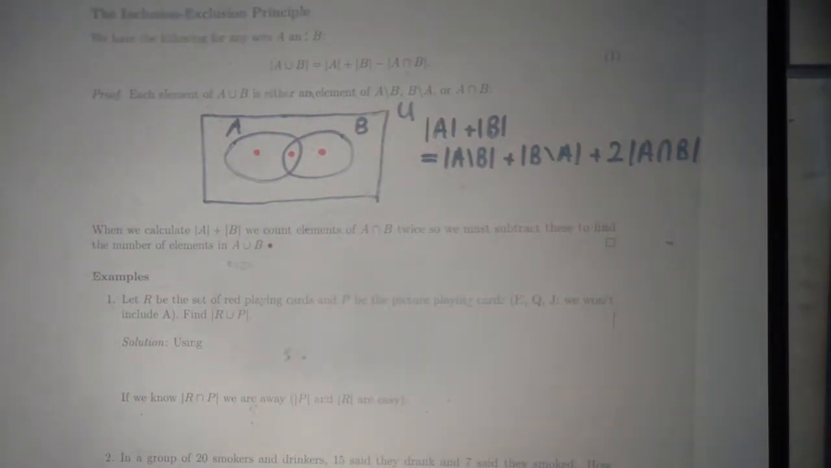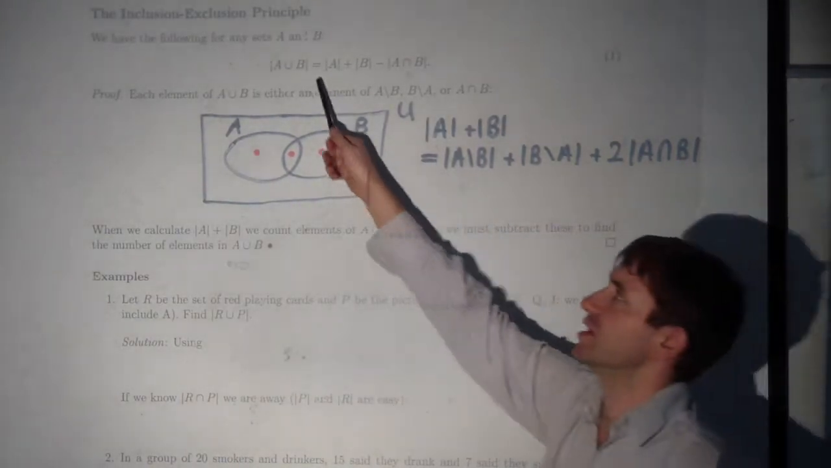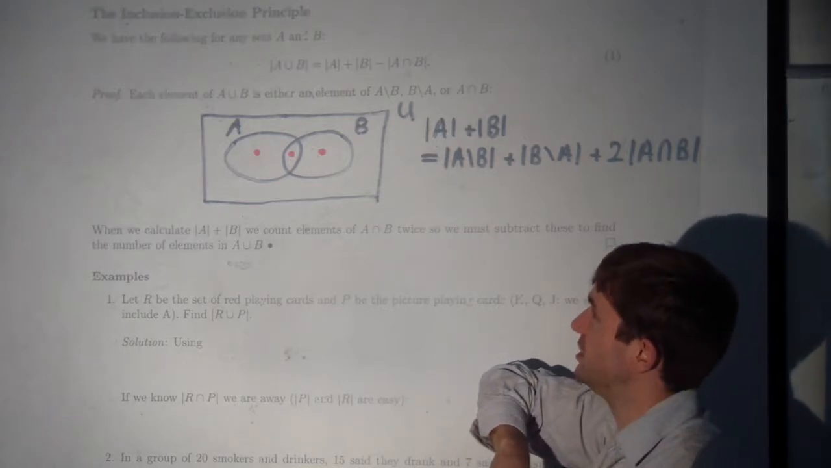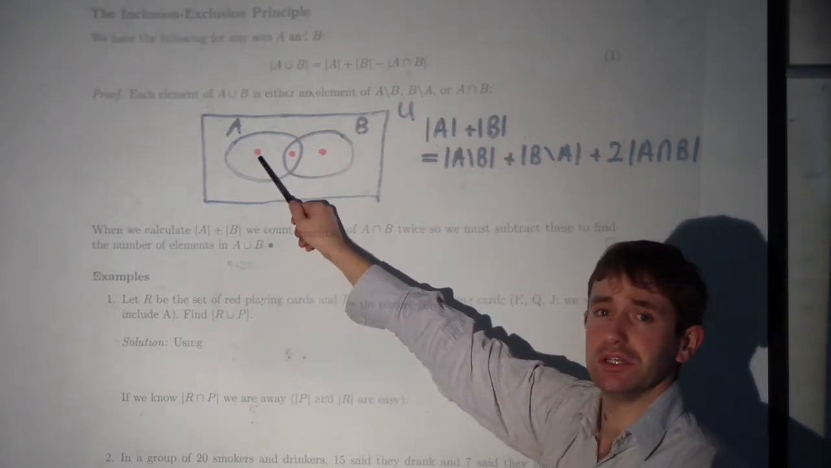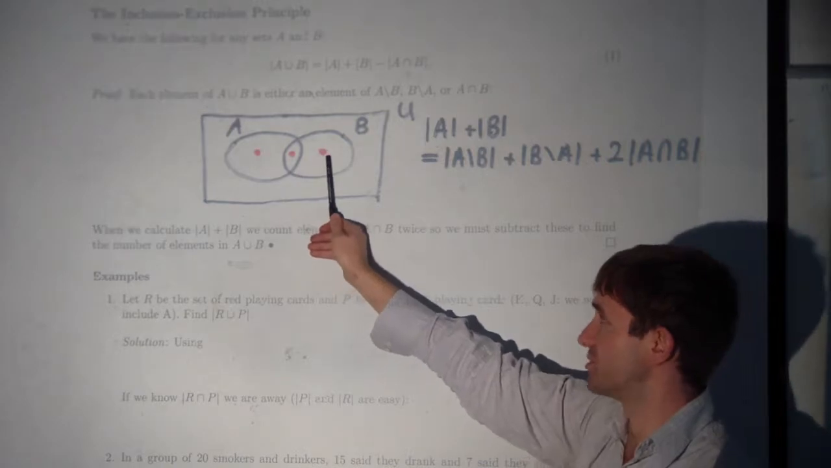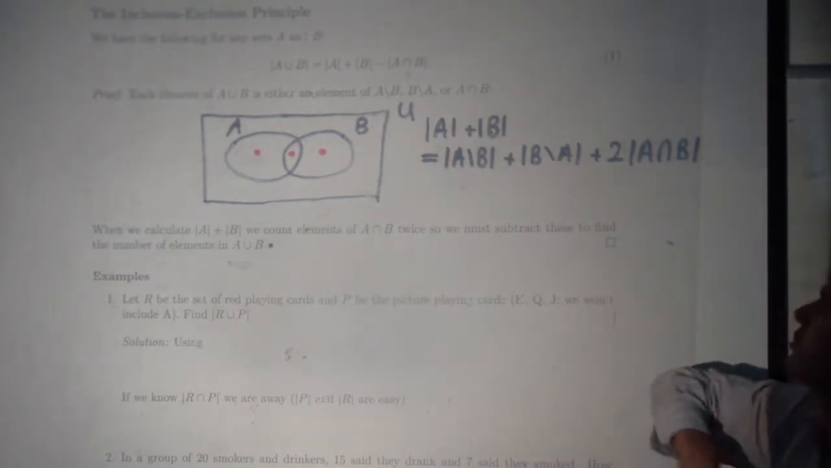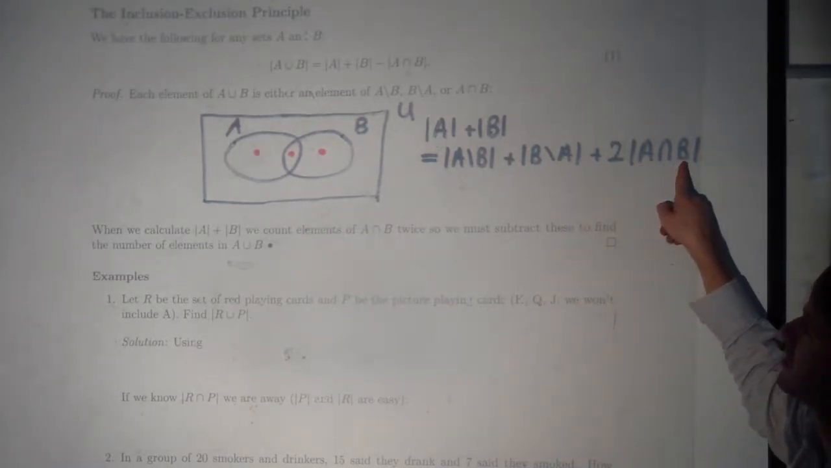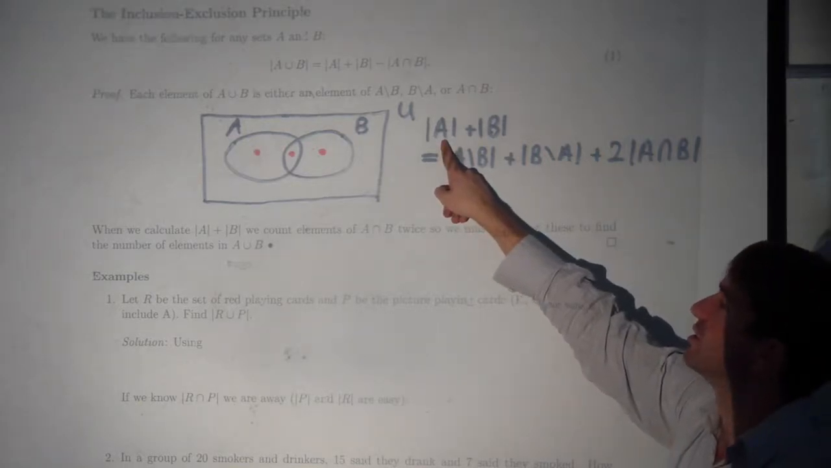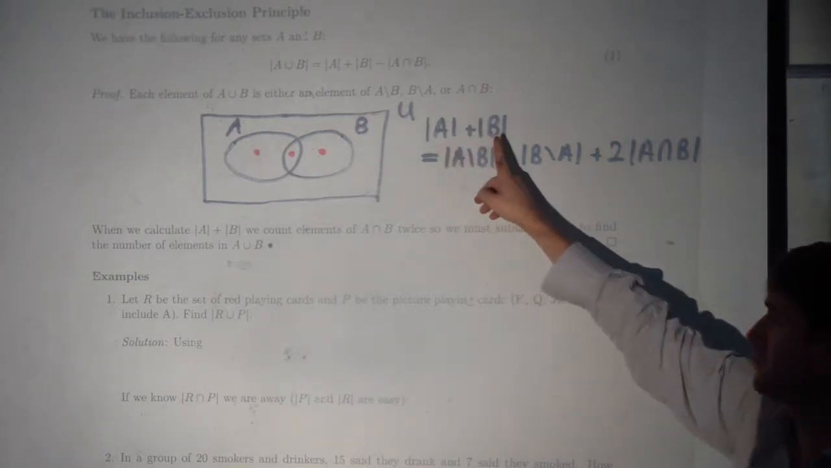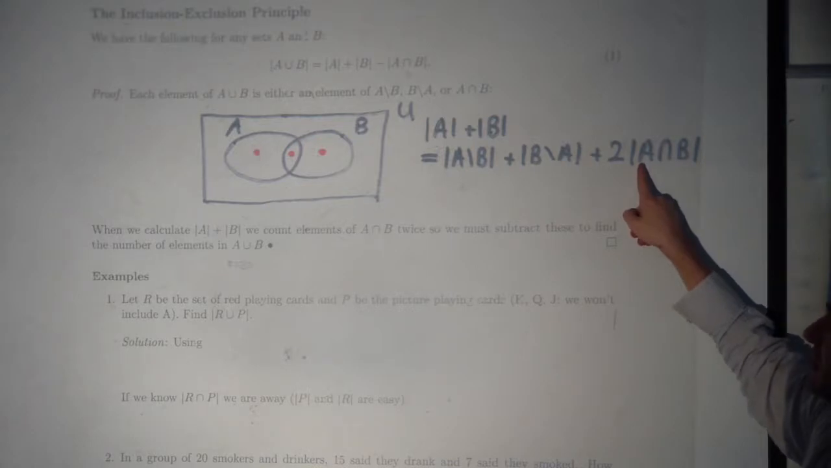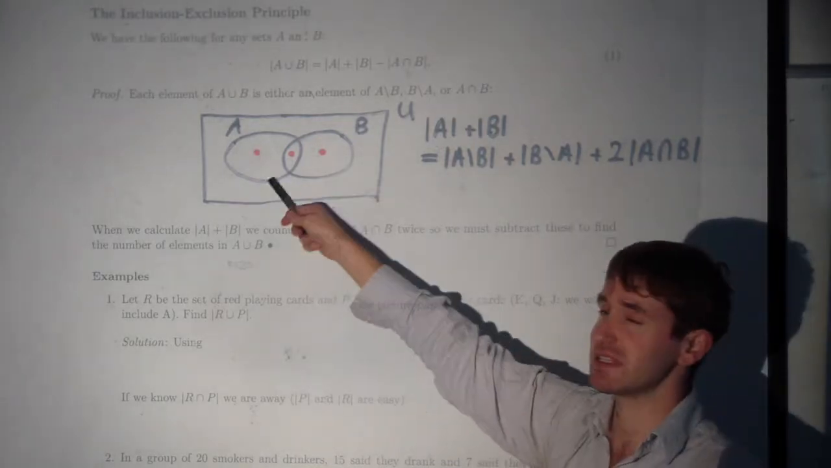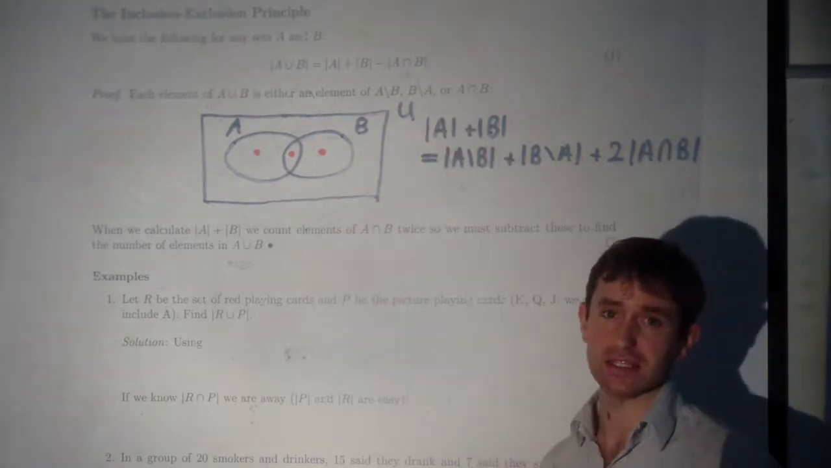And therefore, to get the number of elements in A union B, which should be number of elements here, plus number of elements here, plus number of elements here, you should subtract one of these. So if you do this, number of elements in A plus number of elements in B minus one of these, that is the same as number of elements in A union B. And you get this identity here.